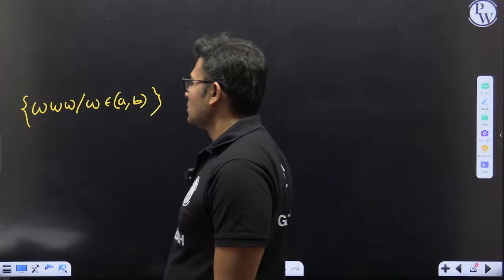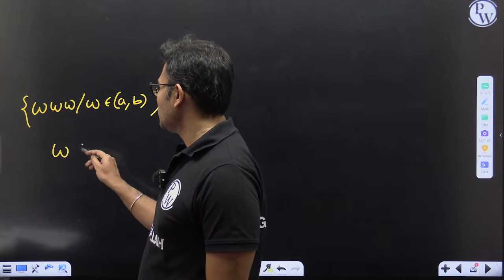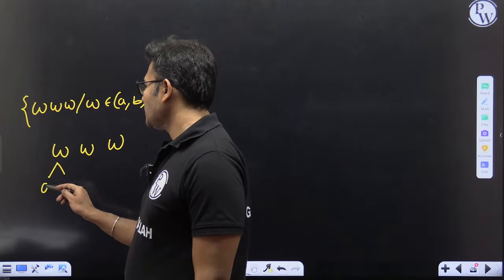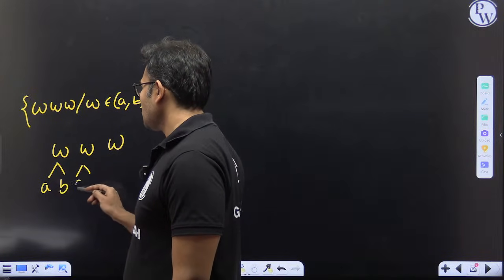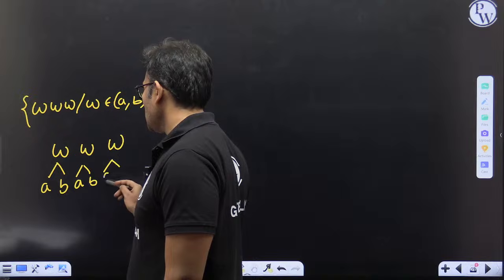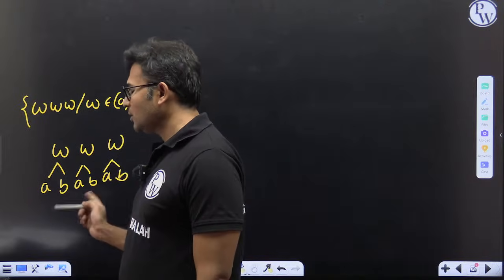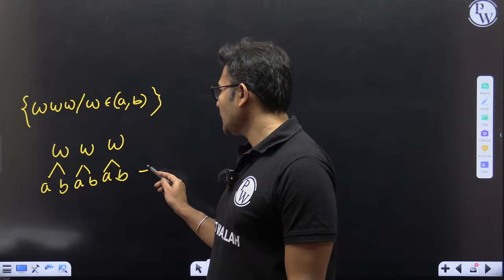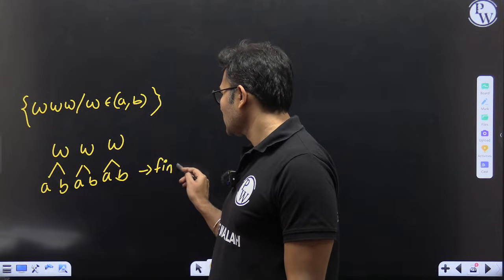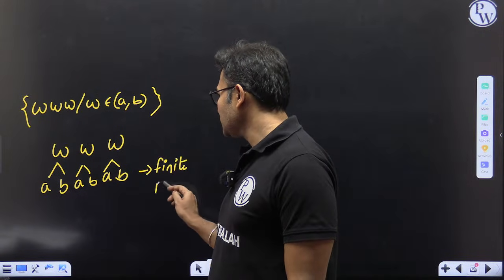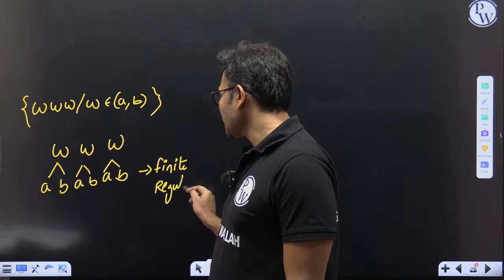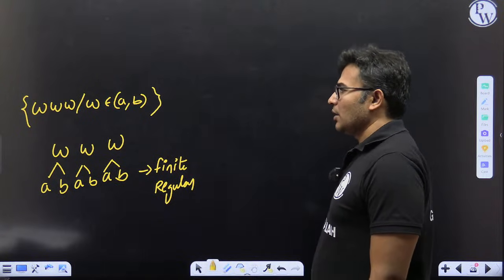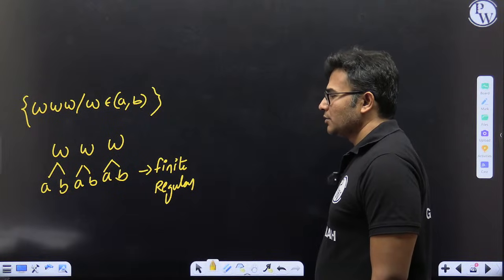So W, W and W, and each W can be a or b. So this is nothing but strings of length 3, right? This is a finite language, and so it is regular.